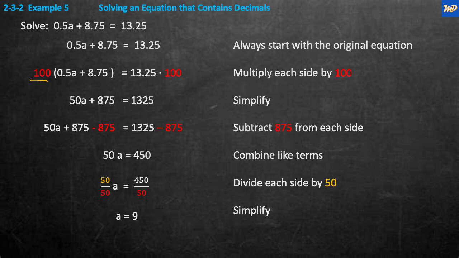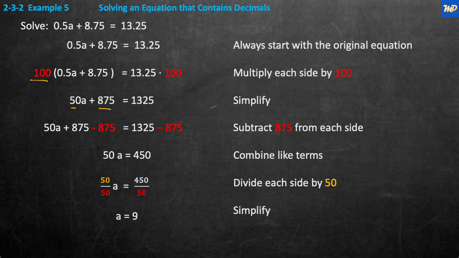When we do that, 100 times 0.5a is 50a. 8.75 times 100 is 875. We moved the decimal point 2 places because of the times 100. How about 13.25 times 100? It's 1325. You move the decimal point 2 places. Now we have these in nice even integers, so to speak.